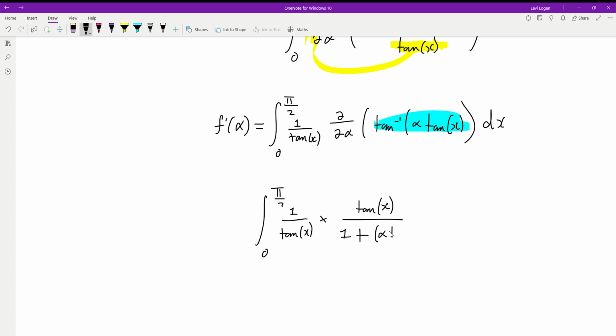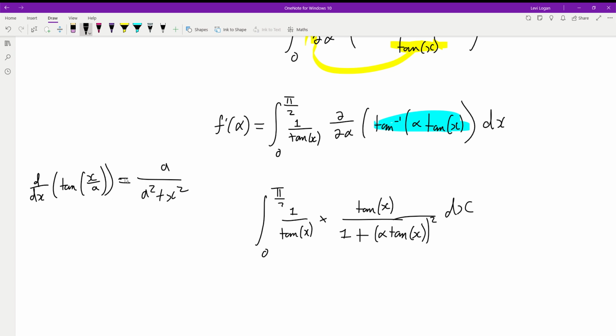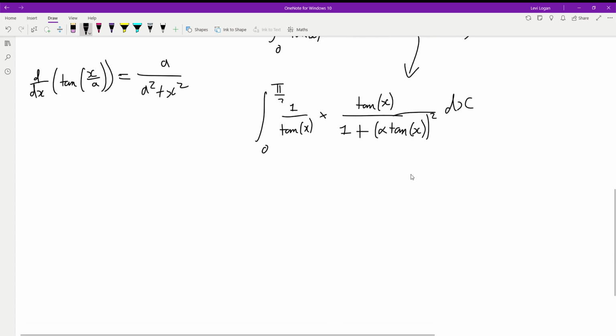So alpha tan x all squared. Okay? So hopefully you can see how I got that, because if you were to differentiate just, let's say, x over a with respect to x, you would get a on x squared plus x squared. So hopefully you can see where I got that from this bit here. Pretty elementary differentiation, but it's a bit funny with the parameter involved. Now you can see, hopefully, that we can cancel these guys out.